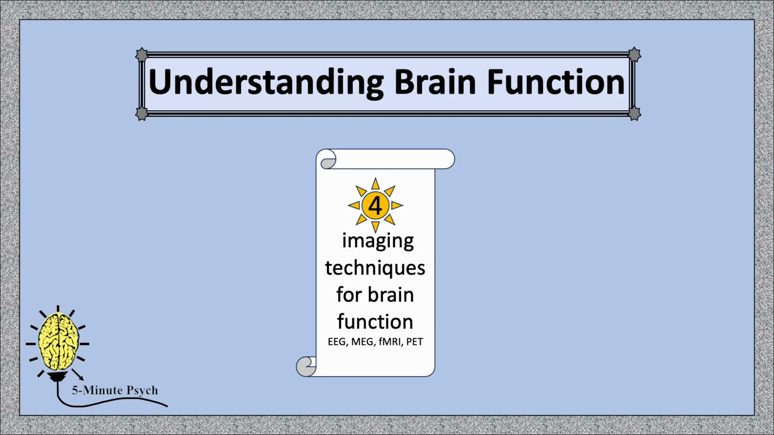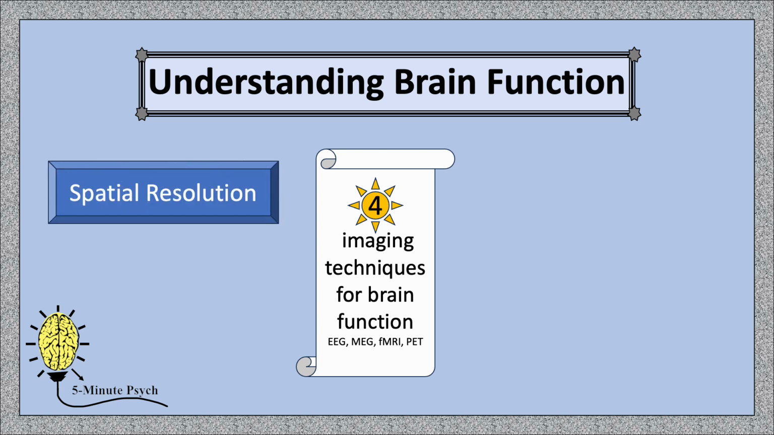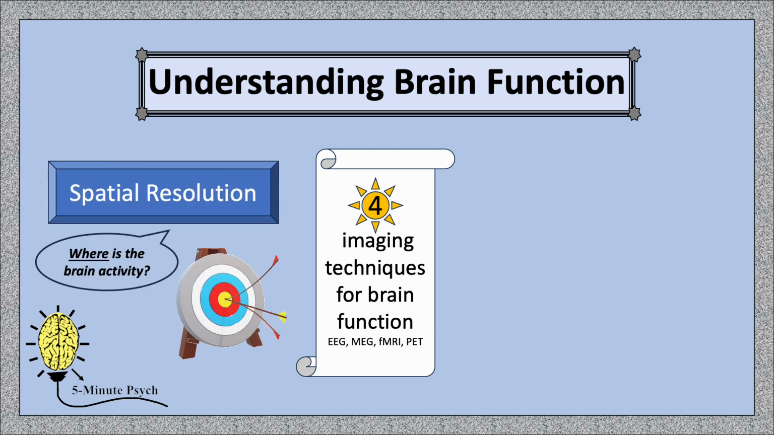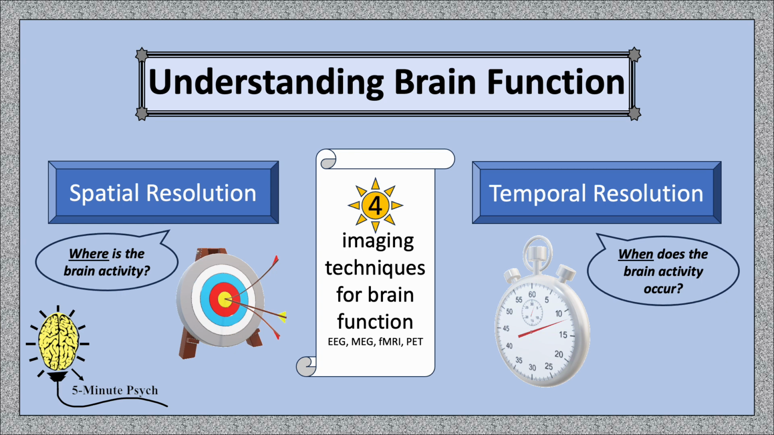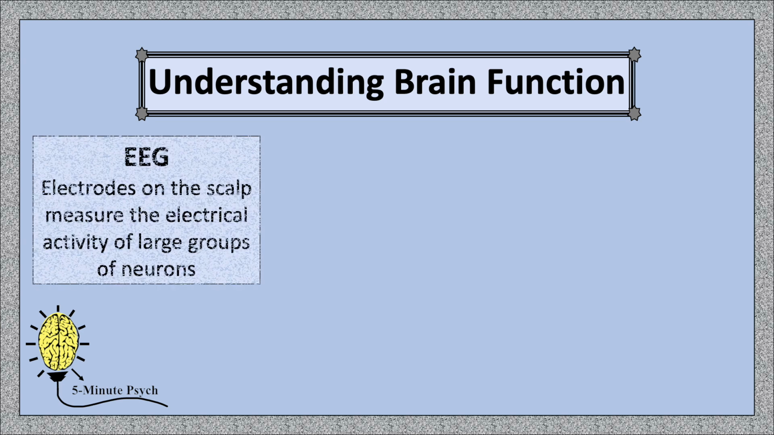Four imaging techniques have also been developed to study how the brain functions, or what jobs the different areas of the brain serve. These techniques vary according to spatial resolution, or how well they can pinpoint the location of a specific brain region's activity, as well as temporal resolution, or how well they can decipher when the activity happens in that region. First, we have electroencephalogram, or EEG.